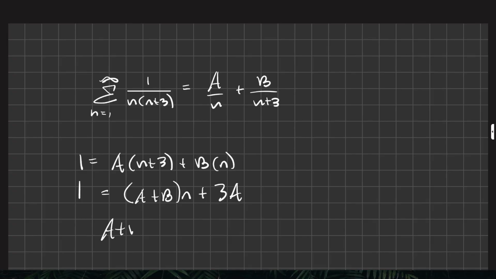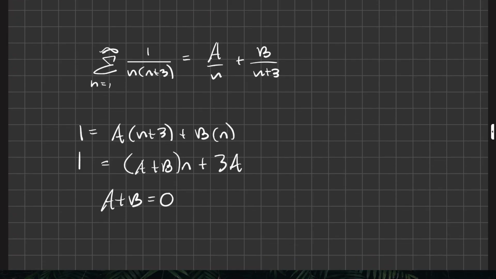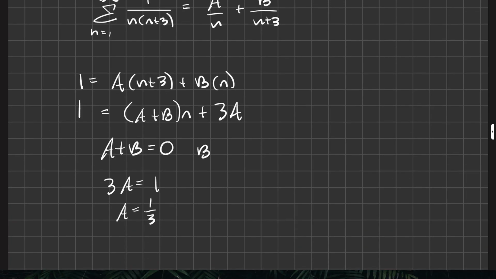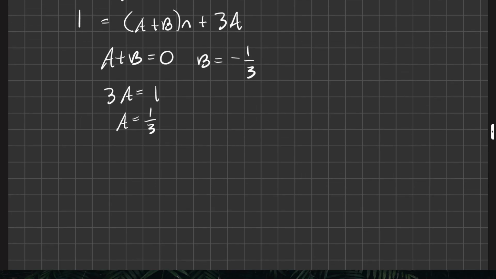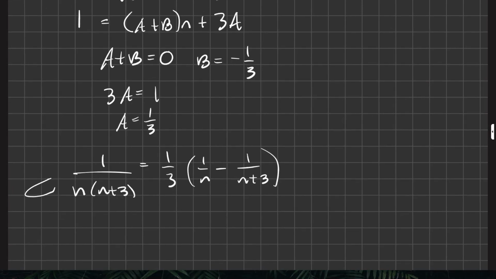So a plus b equals 0. 3a equals 1 when n equals 0. So a is 1/3. And b is just minus 1/3 in that case. So we can rewrite 1 over n times n plus 3 as 1/3 times 1 over n minus 1 over n plus 3. So now we're looking at this series. And now we can use our telescoping knowledge to find a sum for this.